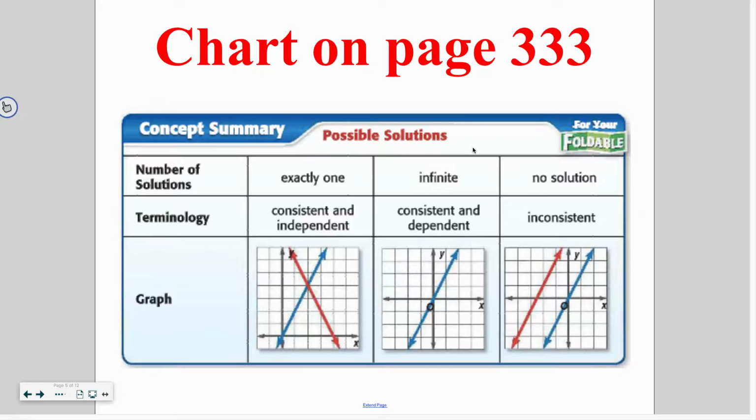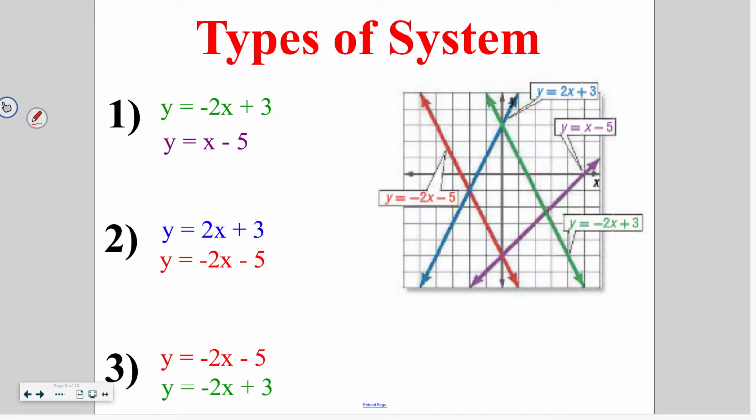This chart right here, which you can find on page 333 in your book, exhibits what those graphs are going to look like. So that first one is consistent and independent. They touch exactly once. The second one is consistent and dependent. You can see there's only one line. What you can't see is that that red line is directly underneath the blue line. So it's the same line, 2 different equations. And the last one is inconsistent. They are not touching at all.